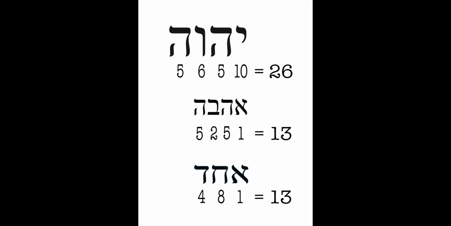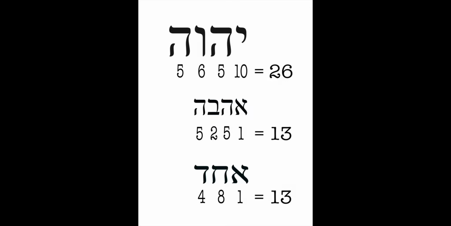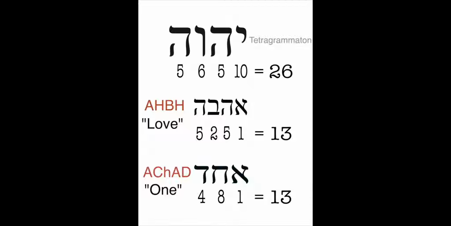So the idea being that this can be very fruitful for meditation. You can definitely send yourself off the rails with it, but we'll get to that later. So the idea that 13 plus 13 equals 26 suggests that there's a relationship between love, oneness, and them being the constitution of tetragrammaton.